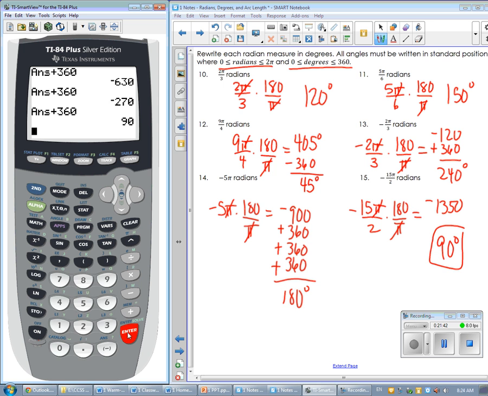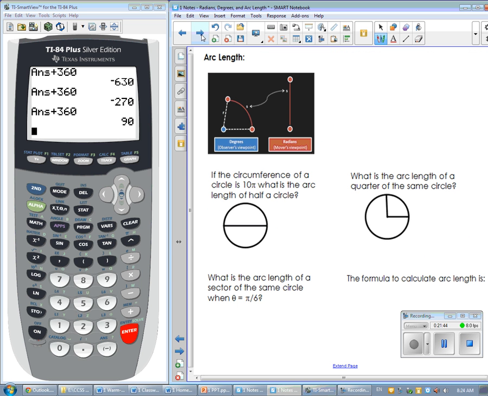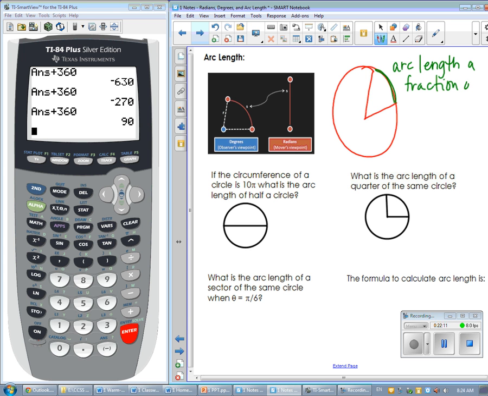All right. The last part that we're going to talk about has to do with arc length. The arc length is basically a measure of a fraction of a circle. So if I have a circle here and I create a sector like that, then the distance here is what I would call the arc length. An arc length is simply a fraction of the circumference of a circle.